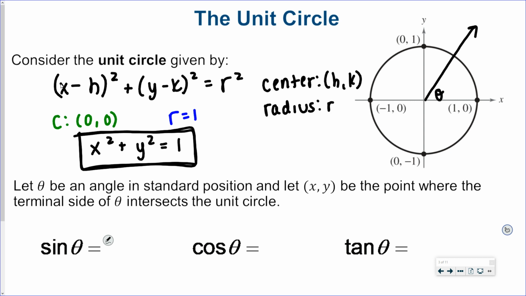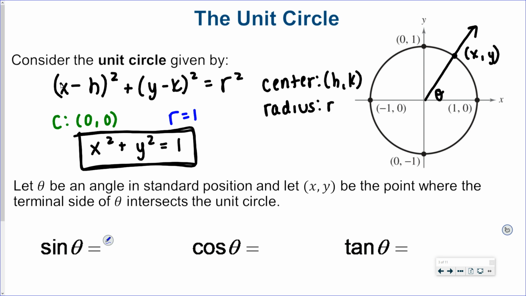Let theta be an angle in standard position, and let (x, y) be the point where the terminal side intersects the unit circle. We'll call it (x, y), some x coordinate and some y coordinate. What does terminal mean again? It's the side you rotate around to, wherever it ends up. The initial side is always the starting side, and then you rotate it around.